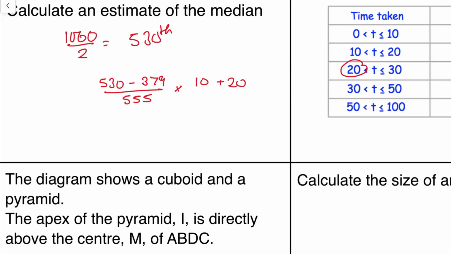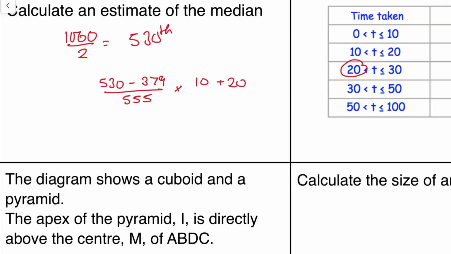Now, that looks complicated, especially if this is the first video you've watched. But all I'm doing is working out the fraction of the way along the class I'm going. I'm multiplying that by the size of the class, or the difference between the class values, and then I'm adding on the start of the class.